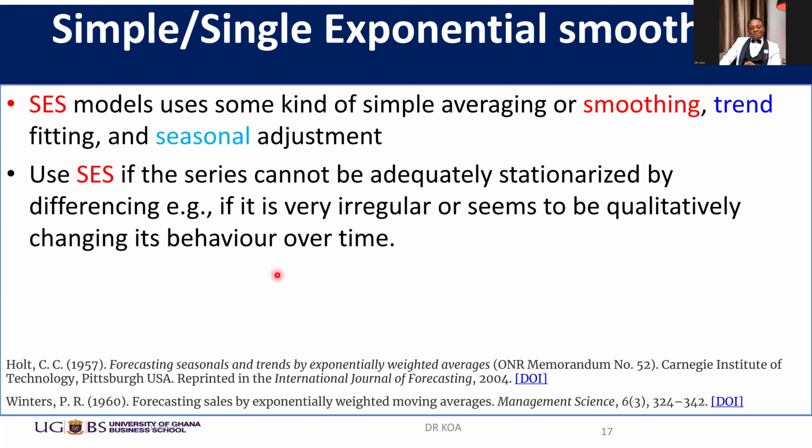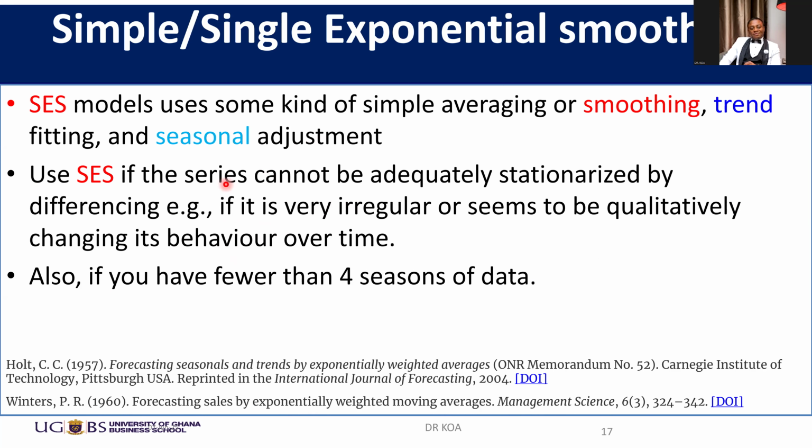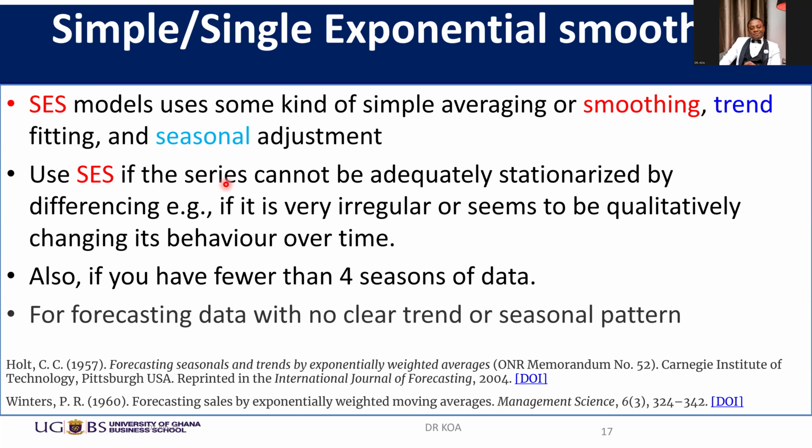Now, you use the simple or the single exponential smoothing if your time series data set cannot be adequately stationarized. For example, you are not able to detect stationarity. We'll look at this next week. If it has a lot of noise, irregularities, or seems to be qualitatively changing its behavior over time, that's when you use this very well. And this is key. If your seasons are small, if there are not many seasons, I'll give you an example of that data set very soon. Then you should use the SES.